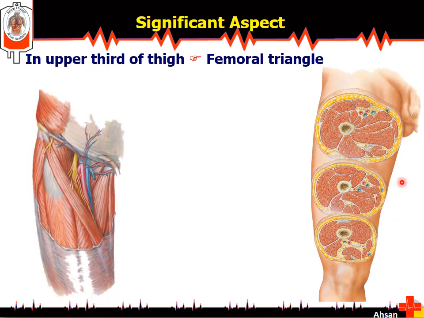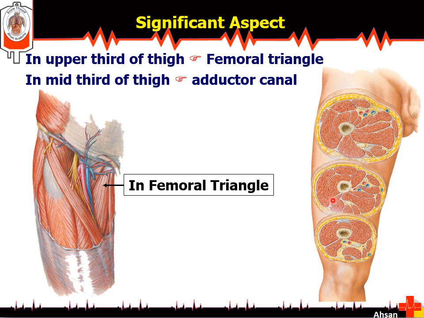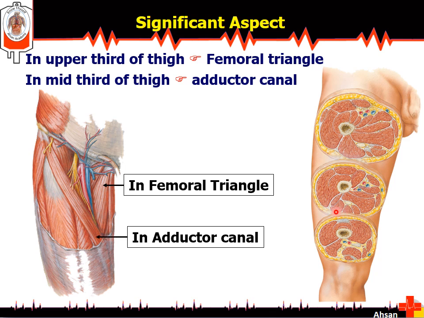The significant part is that this is lying anteriorly in the upper third, and it is more exposed, closer to the surface. Then it goes to the medial part of the thigh, and this is deeper in position, but still it is under cover of the sartorius, and easily approachable by a knife.